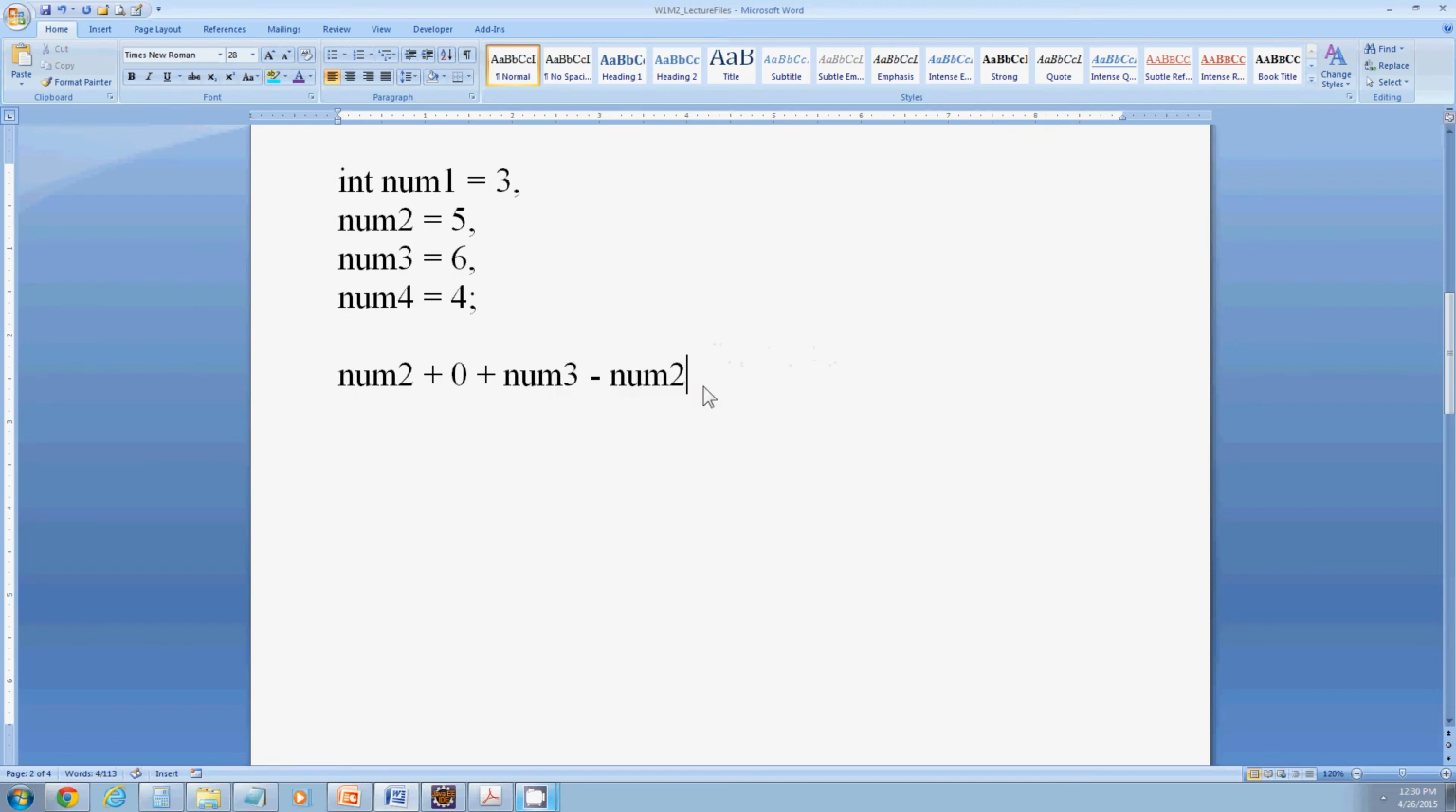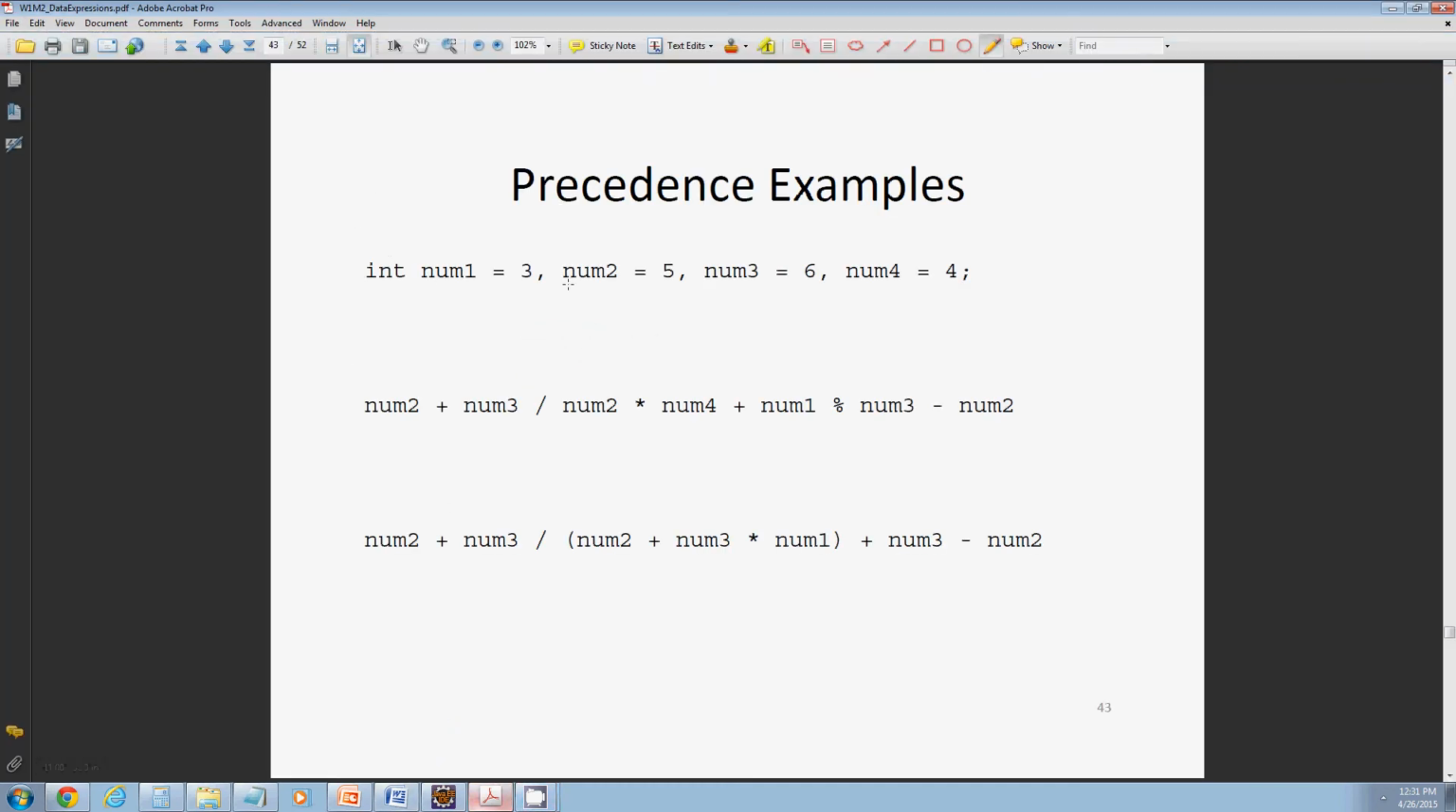We reach the end. So now we go back to the beginning and we scan looking for our lowest order of precedence, which is addition, subtraction, string concatenation. Num2 plus 0, we replace with a 5. 5 plus num3, we replace with an 11. And 11 minus num2, we replace with a 6. Okay, so that's your general procedure for evaluating complex expressions.